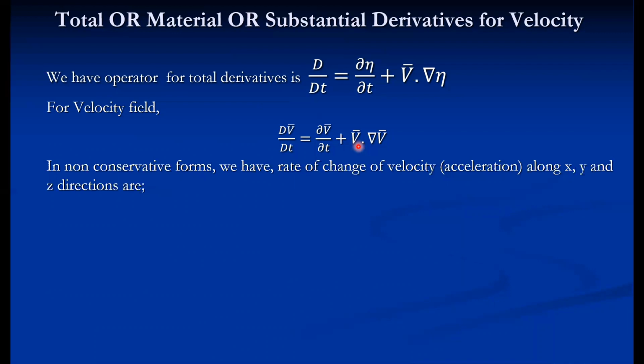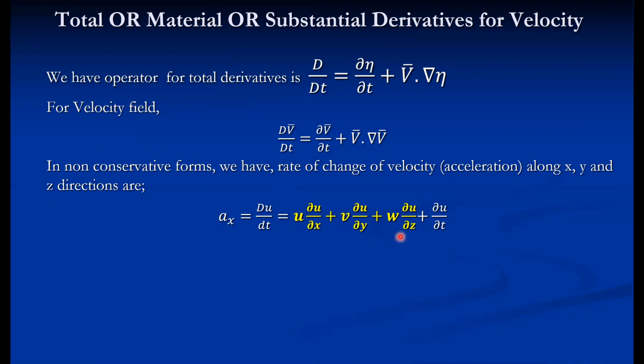In non-conservative form, because this velocity vector has three components, the component along x direction, y direction, and z direction. So the rate of change of velocity is called acceleration. So the acceleration along x, y, and z direction, we can write in non-conservative form. Instead of v bar, we can replace v bar with a small u in order to calculate acceleration along x direction. This is non-conservative form.